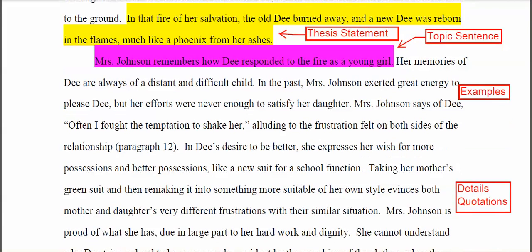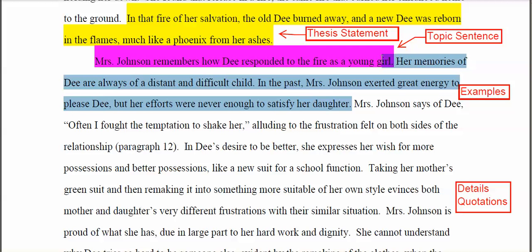Now she's going to go into her first topic, and her first topic is the fire of Dee's salvation. Now let's take a close look at this body paragraph. We won't look at all three of them very closely, just this one. Topic: "Mrs. Johnson remembers how Dee responded to the fire as a young girl. Her memories of Dee are always of a distant and difficult child. In the past, Mrs. Johnson exerted great energy to please Dee, but her efforts were never enough to satisfy her daughter." Now, these are example sentences.